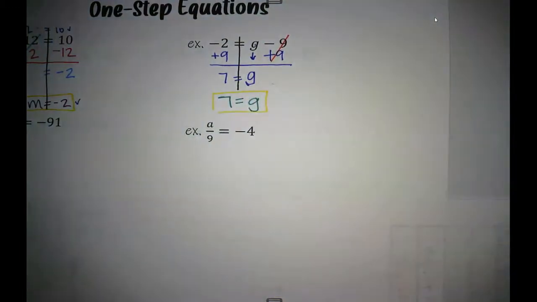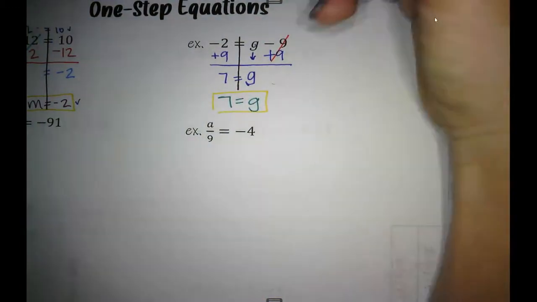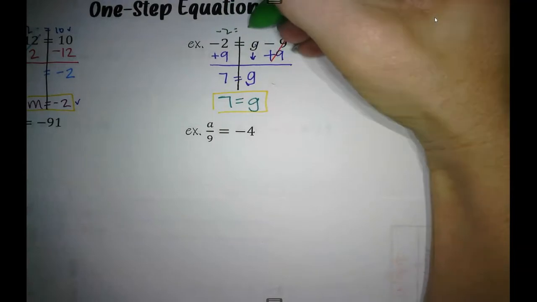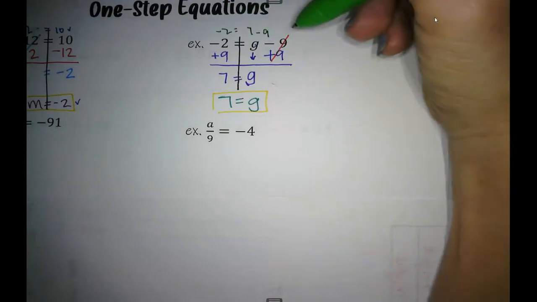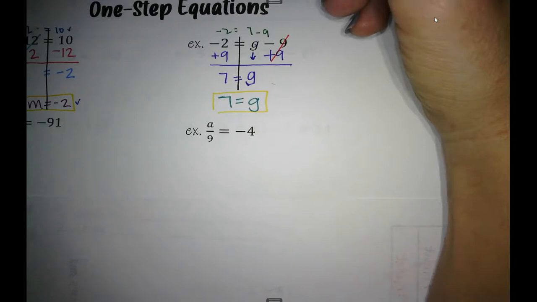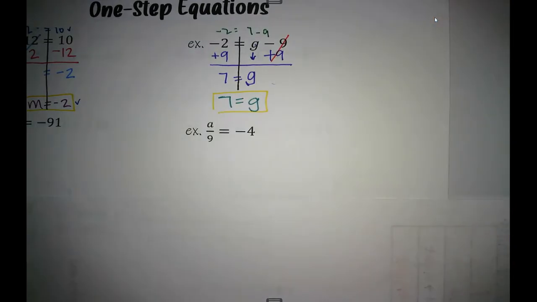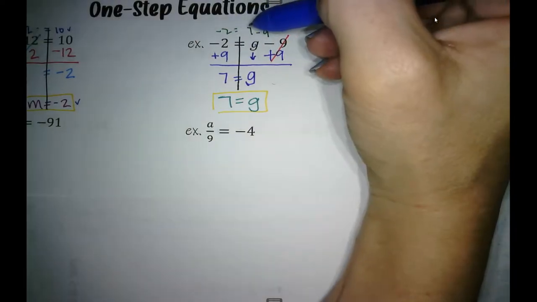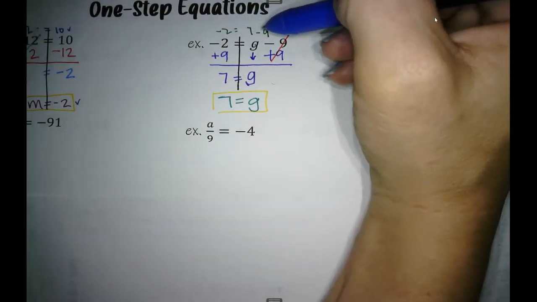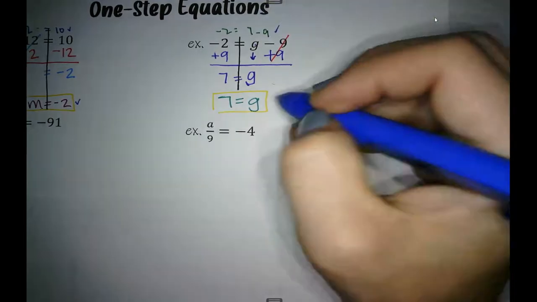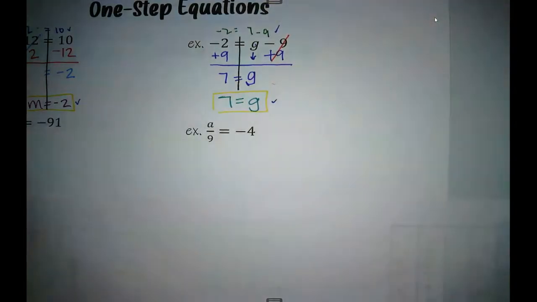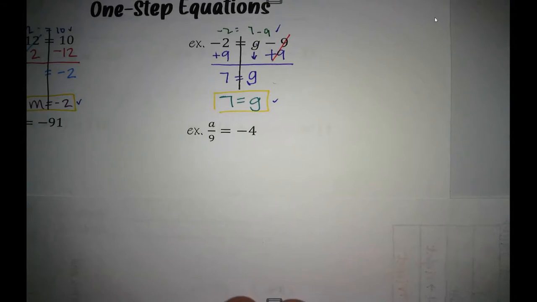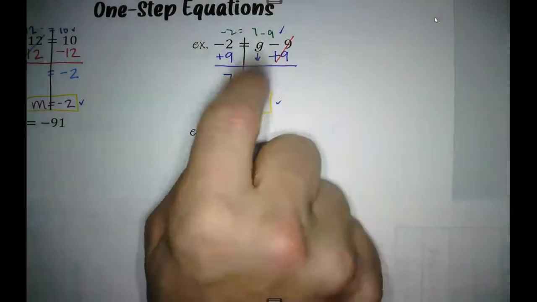And again, I can come up here. Negative 2 equals 7 plus 9. Is that true? Oh my goodness, my pluses and my minuses. I'm going to confuse you guys. I'm going to confuse me. We're all just going to be confused. Negative 2 equals 7 minus 9. 7 minus 9 is negative 2. Yes, this is our answer. 7 makes this equation true.